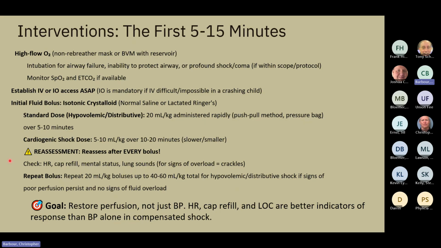Big important thing that you do is reassess after every bolus. Make sure your patients aren't going into fluid overload. So I've already talked about this. I'm not going to belabor it anymore. The goal of all of this is to restore perfusion, not just get their blood pressure up. We need to make the heart rate, cap refill, and level of consciousness better, because that'll tell us more than their blood pressure. Especially if these kids are compensating, we may already have the heart rate and cap refill being compromised, or the level of consciousness.